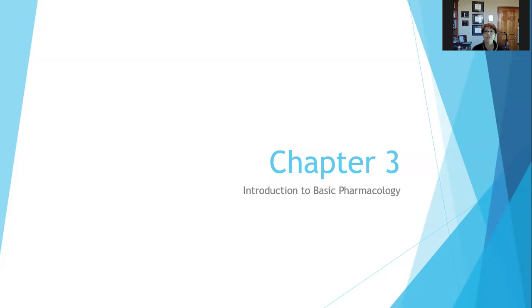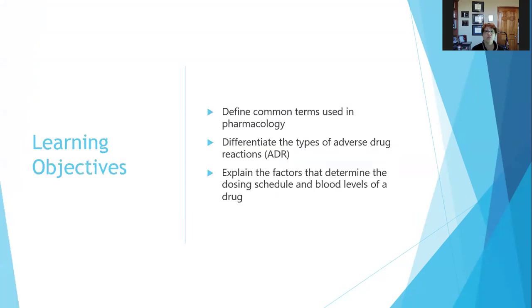So this is something that even though we don't prescribe medications or advise changes in medications, we still have to know about them. So for the learning objectives, common terms, we need to know the terminology for pharmacology, differentiating the types of adverse drug reactions, and the factors that determine dosing schedule and blood levels of a drug. And we'll talk about different methods for delivering the drug to the body and how it's eliminated from the body.